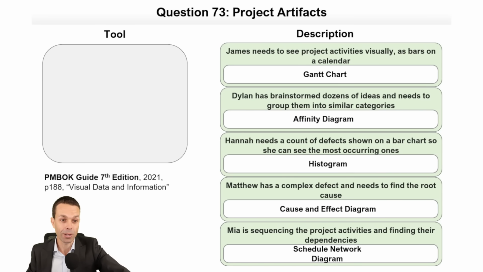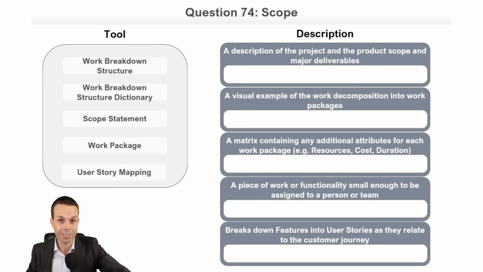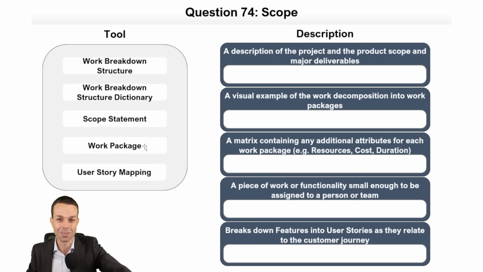Now keep going. If you're not getting these correct, you can always review them. It's always here. You can always come back to it. Let's see what we've got next. A description of the project and the product scope and major deliverables.